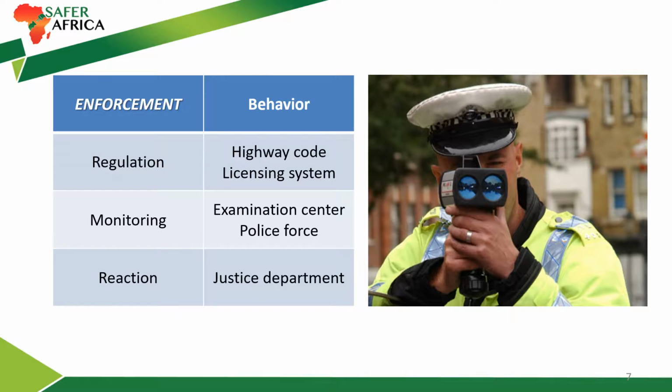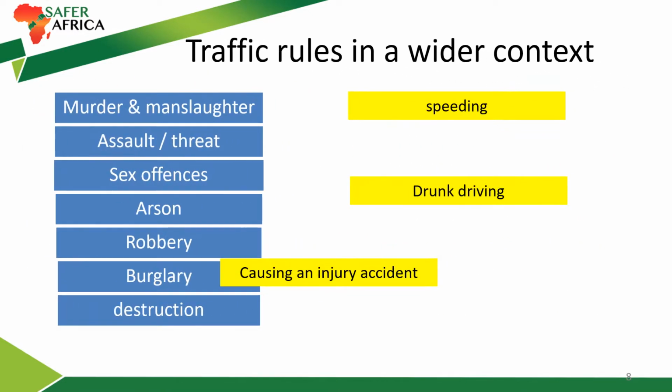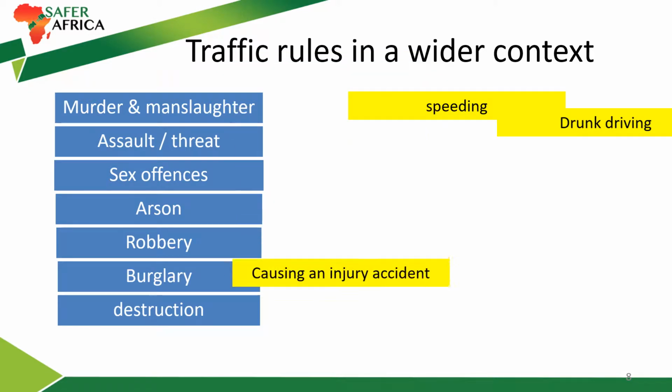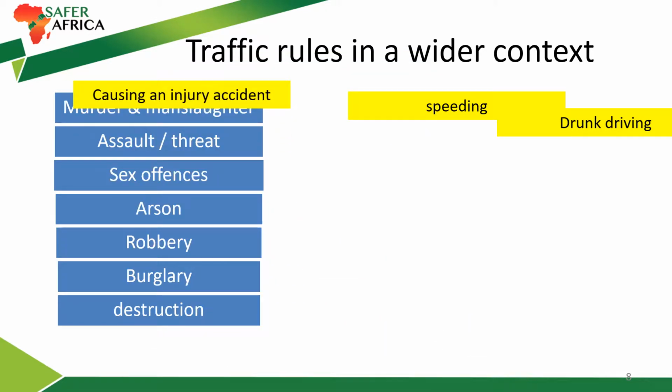Regulations of traffic violations must be in proportion with other criminal laws and sanctions. All crimes, including traffic violations, must be put in a kind of hierarchy or levels of severity. Where do you place speeding in this crime scale? Where is drunk driving causing an injury accident? Where can you put it?